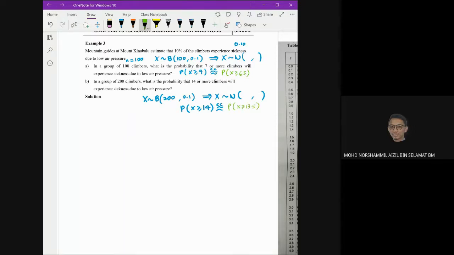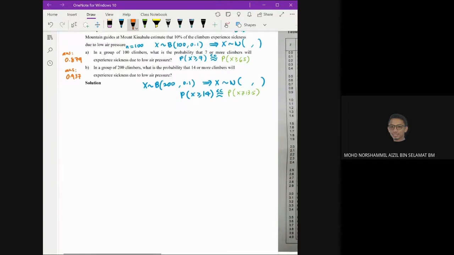Is it okay? Okay, alright guys, so that's the idea to solve example number 3. Give me one minute, I need to find the answers. Answer for part A is 0.879. Answer for part B is 0.937. Okay, do it on your own. Can we proceed?